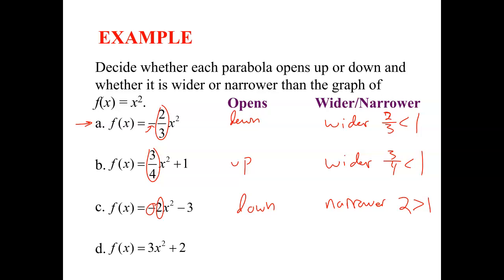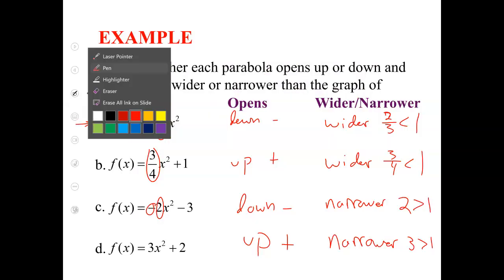Last one. What way does it open? Opens up. Narrower or wider? Narrower. Because 3 is greater than 1. Down is negative, up is positive, down is negative, up is positive.